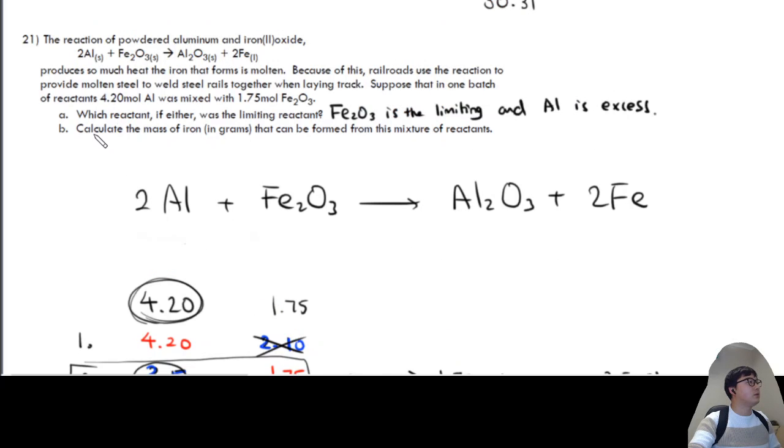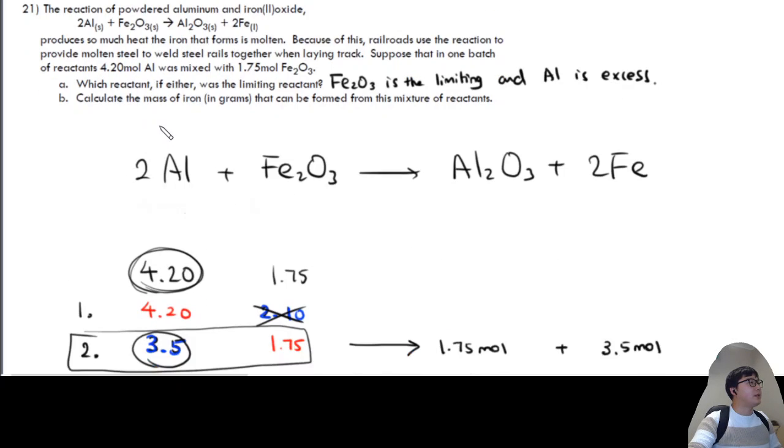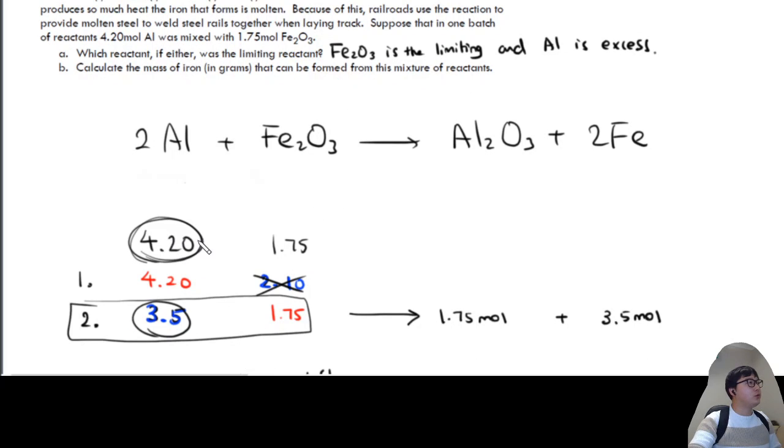Yep, next question. Calculate the mass of iron in grams that can be formed from this mixture of reactants. So you're mixing 4.2 mole of this, not this whole thing. Don't worry about this too. Just remember, okay, I keep emphasizing this. This 2, 1, 1, 2, all these numbers are revealing is the way they react.